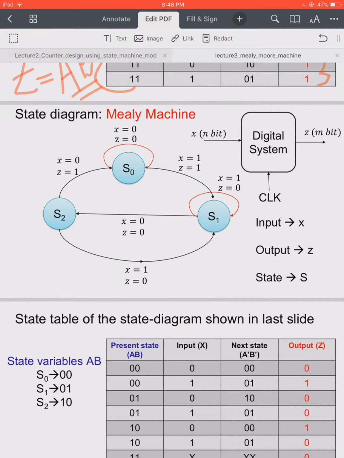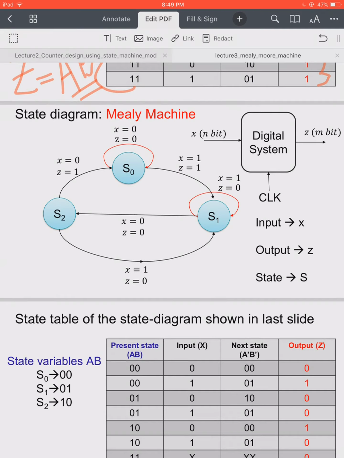So suppose at a particular time your circuit is residing in the S0 state, and its input is X equal to 0, then its output will also be Z equal to 0. But if its input is X equal to 1, logic 1, then its output is also logic 1, and there is also a transition from S0 to S1.